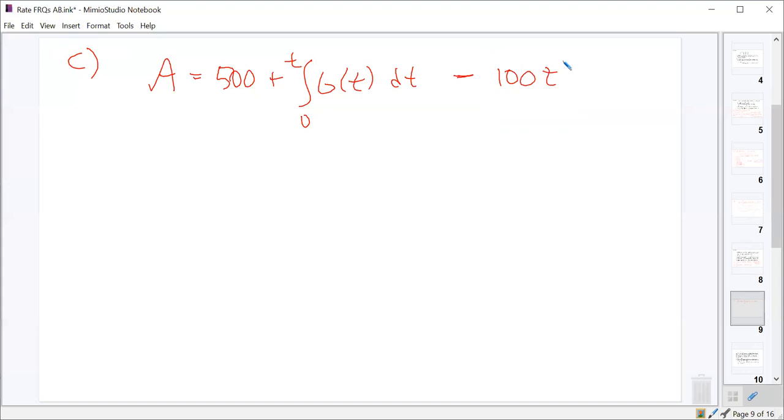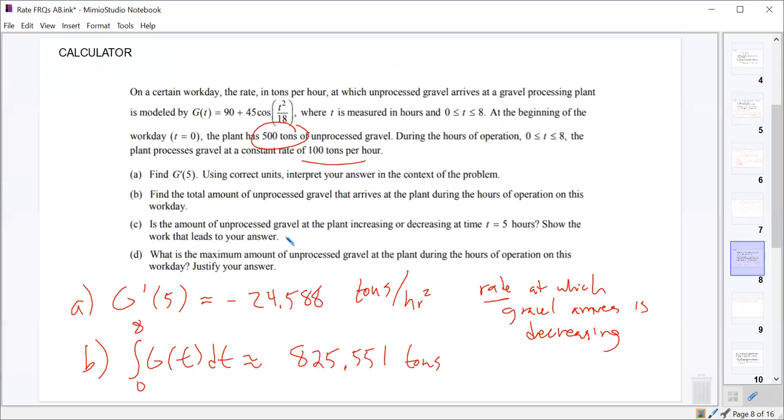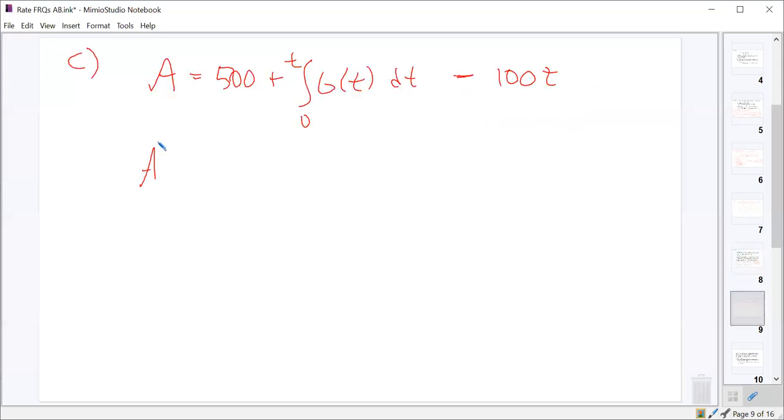So we want to know, I forgot what we're trying to find. Is the amount increasing or decreasing? So this is the amount. We want to know if A prime of 5 is positive or negative. A prime of 5 ought to just be G of 5 minus 100. Derivative of 500 is 0. Derivative of 100t is 100. Derivative of the integral from a constant to t of G of t is G. So G of 5 minus 100. What did that come out to be? Positive or negative? I got negative 1.859. That sound good to people? Less than 0, so decreasing.